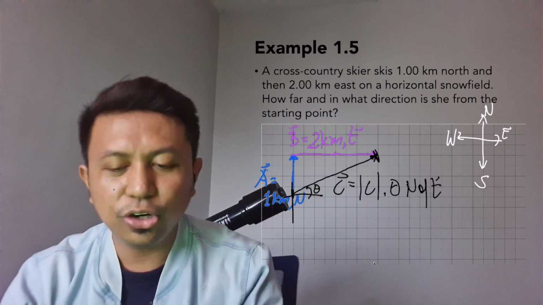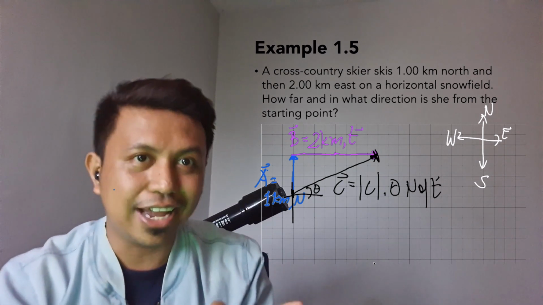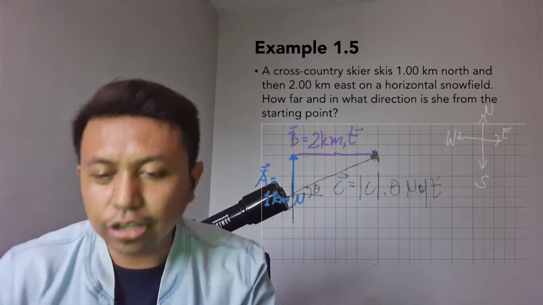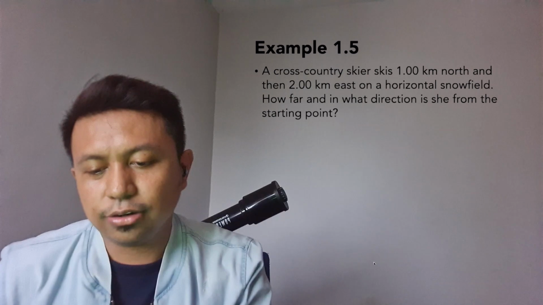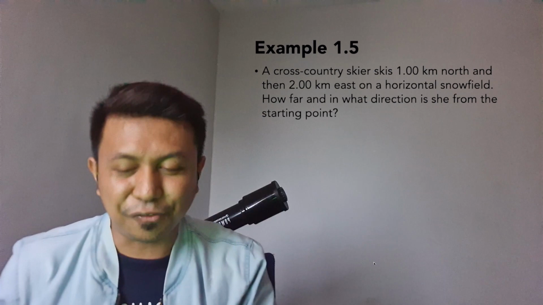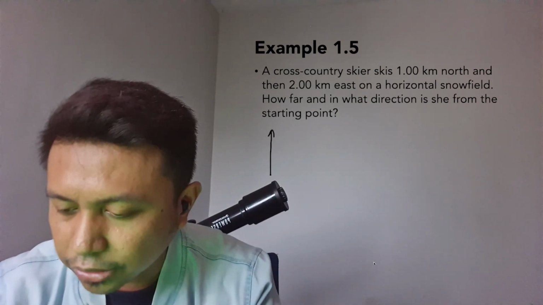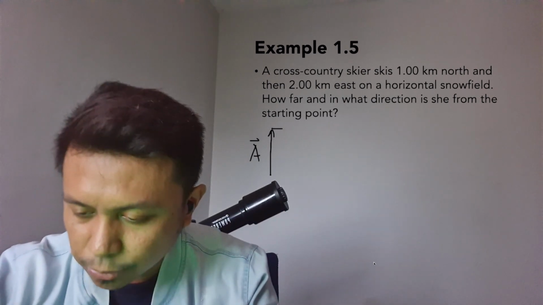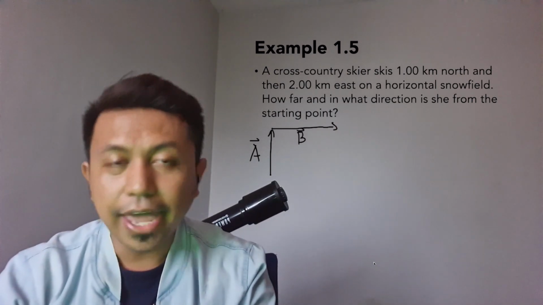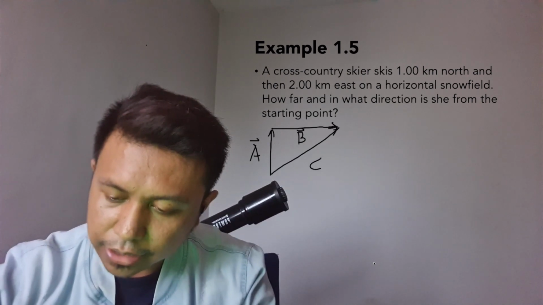Sir, how do you know how to compute or how to get north of east? All right, let's look at that in a while. So example 1.5. Now let's try to solve this in an analytic sense. What if we're not going to draw? But still we need to draw a sketch of it. We have here 1 kilometer north, vector A, and it goes to the east, and that is your vector B. And then the resultant vector is in this direction, vector C.